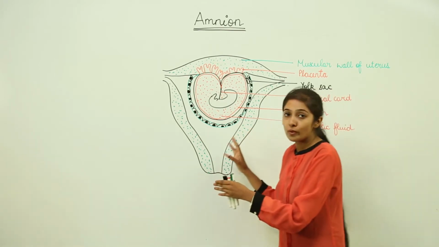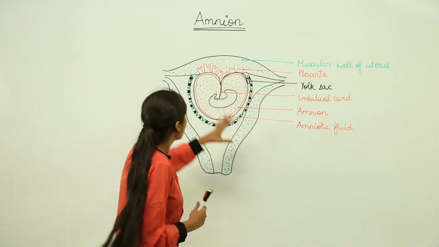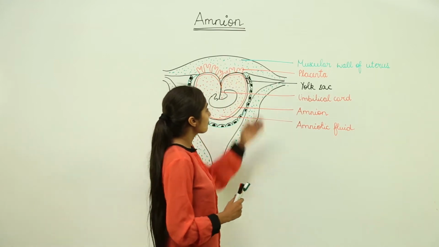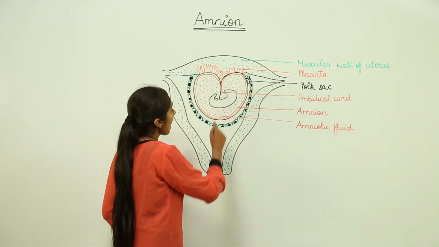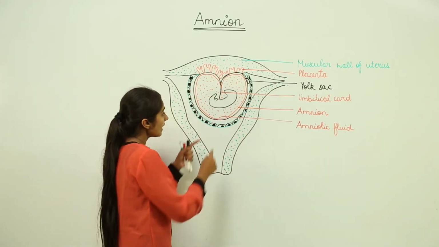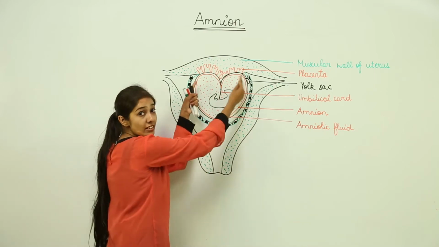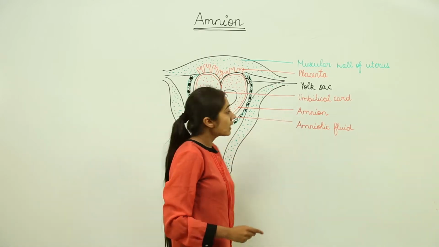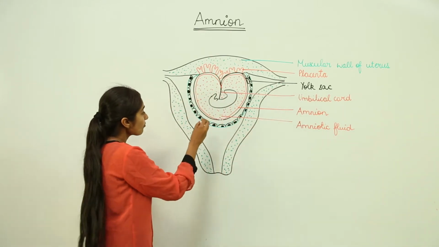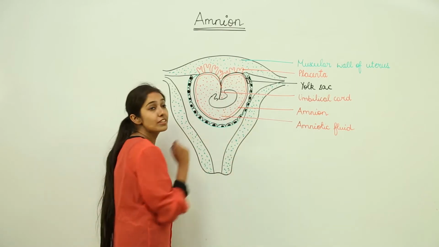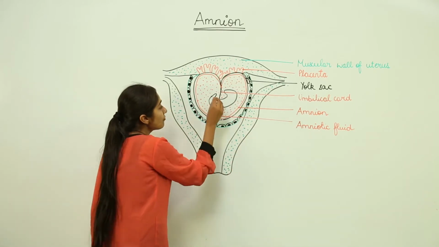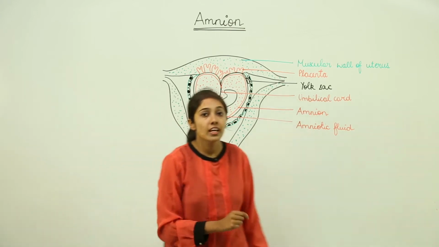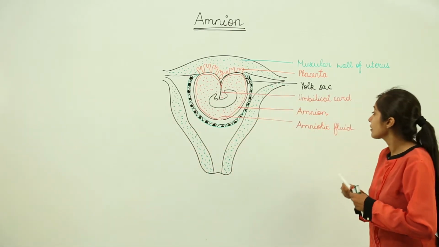So this is the stage when the fetus is there. You can see the muscular wall of the uterus, and this is the placenta. Then we have a yolk sac, and this is the umbilical cord, and the sac which is surrounding the fetus is known as the amnion. Now this amnion sac is surrounding the whole fetus. Between the fetus and this sac, we have a fluid that we call amniotic fluid.